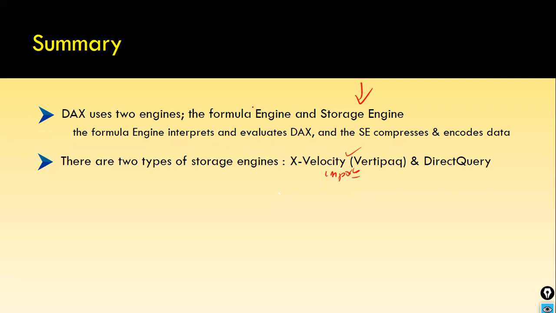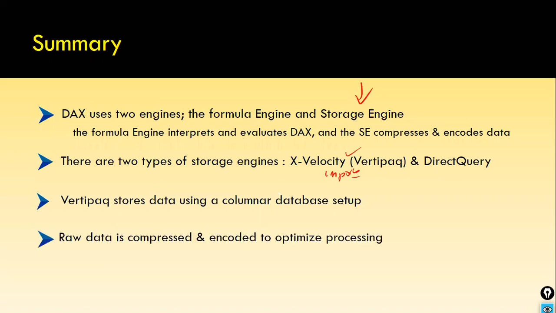So DAX has two engines, the formula engine and the storage engine, and the storage engine uses two types: xVelocity, which is for import, and DirectQuery. VertiPaq stores data using a columnar database setup, which I explained to you. The data is stored in individual columns so that it can be accessed quickly. But queries that call multiple columns may require complex logic to produce a data cache. And raw data is compressed and encoded to optimize processing.